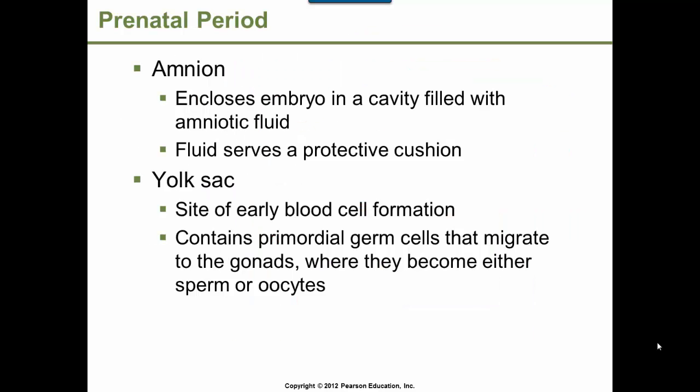The amnion encloses the embryo in a cavity filled with the amniotic fluid, and the fluid serves as a protective cushion. The yolk sac is the site of early blood cell formation. These contain the primordial germ cells that will migrate to the gonads, either to the testes or to the ovaries. These primordial germ cells will become either the sperm or the oocytes.